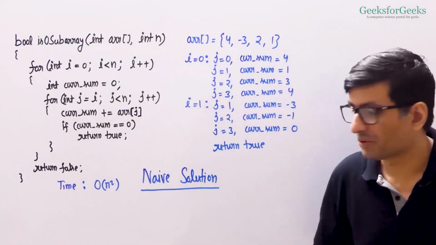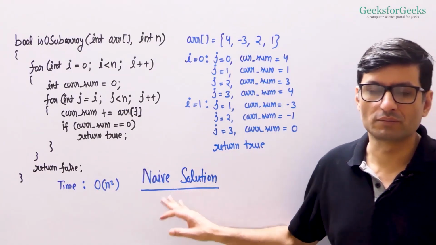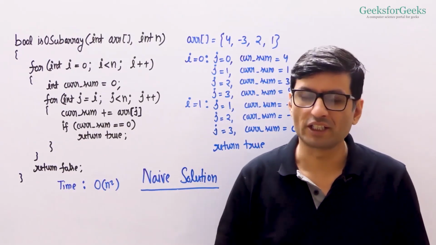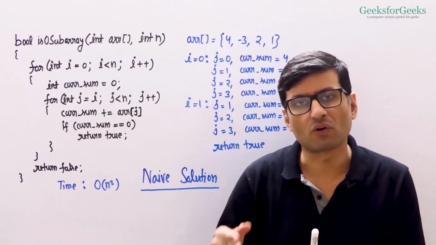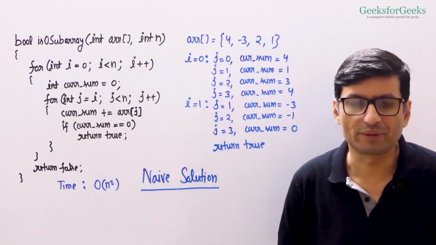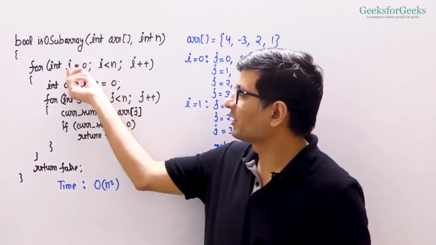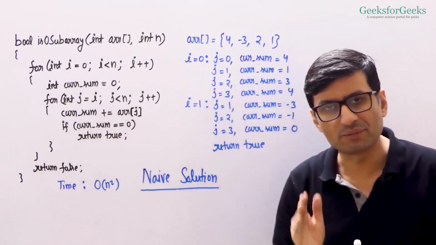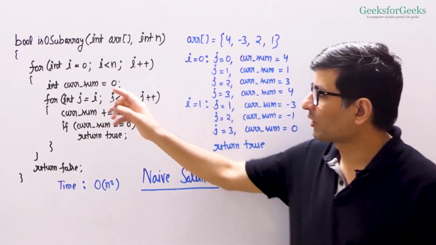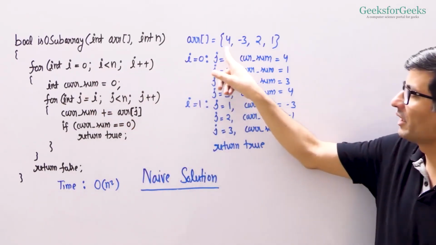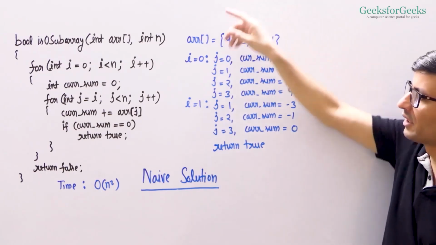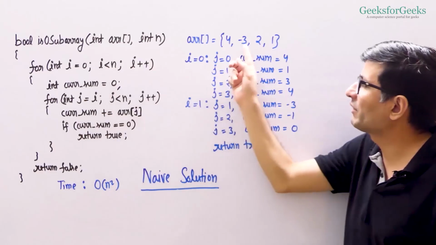Let us first talk about a naive solution to solve the problem. The idea is simple. We consider every element as beginning element and find sum of all sub-arrays beginning with it. And if we find any sub-array with sum 0, we immediately return true. So we begin with i equal to 0, we consider it as the first element of the sub-array and we consider all sub-arrays beginning with it. So what sub-arrays will we have beginning with 0? We will have this element itself, then 2 elements, then 3 elements, then 4 elements.